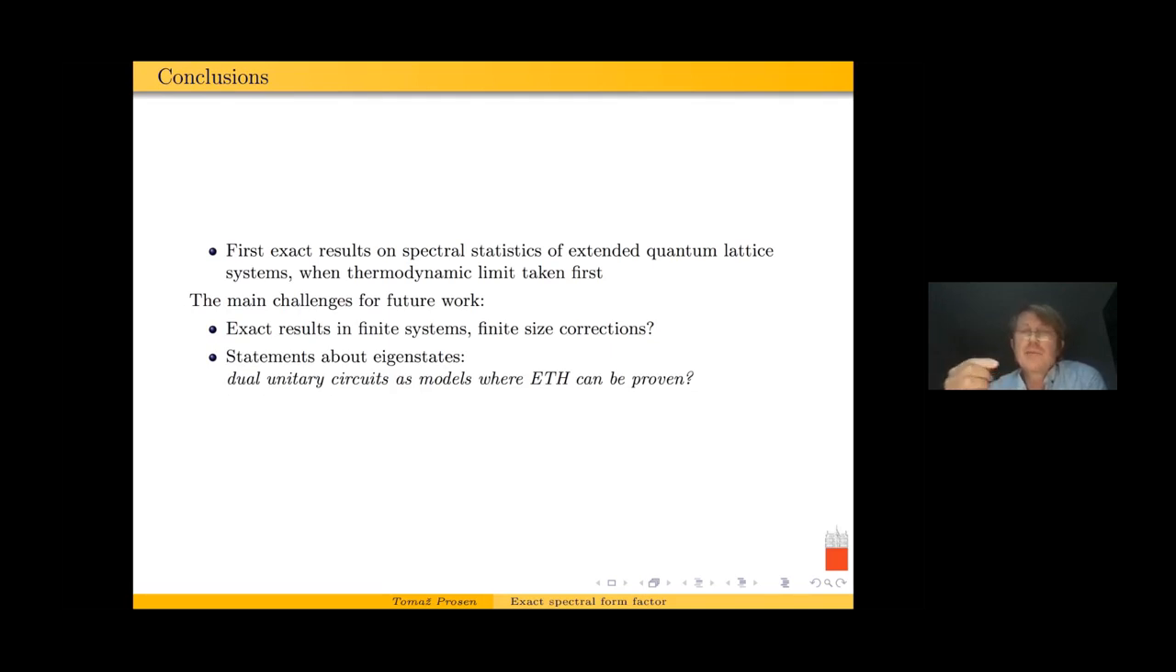That point being that one has to take the thermodynamic limit first in all these proofs, which means that we cannot approach the Heisenberg time. We can only control the very short time. So what we would like to do is leave this constraint, this condition, and also do something more.